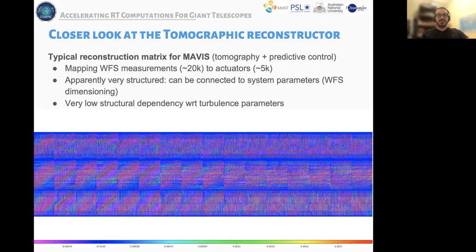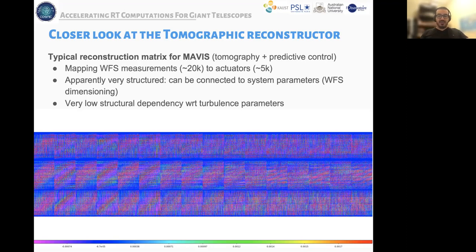If we look at the matrix of measurements generated for MAVIS after tomography and predictive control, its typical size is 20K by 5K. 20K is the number of measurements coming from the wavefront sensors, and the actuators are 5,000 in this particular case. When you look at this matrix, which is short and wide, you can see that the magnitude of the various elements varies within a certain range. And some of the range actually leads toward very small elements.